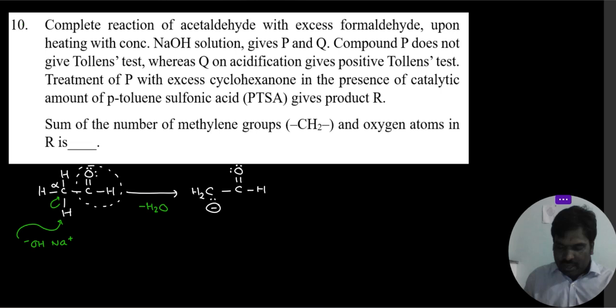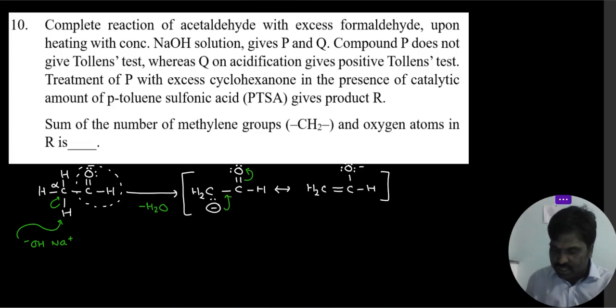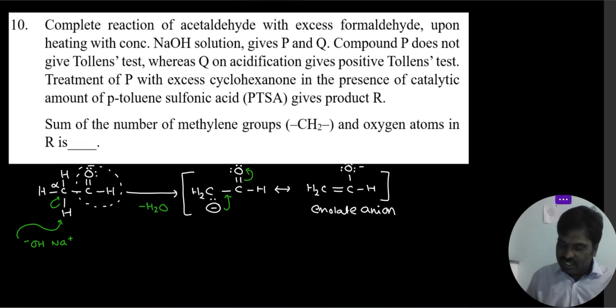Now, why is the alpha hydrogen easily removed with base? Because the formed carbanion is resonance stabilized. That's why the alpha hydrogen is easily abstracted with base. This is the reason. This is the enolate ion. The formed carbanion is resonance stabilized and forms the enolate anion. Understood?